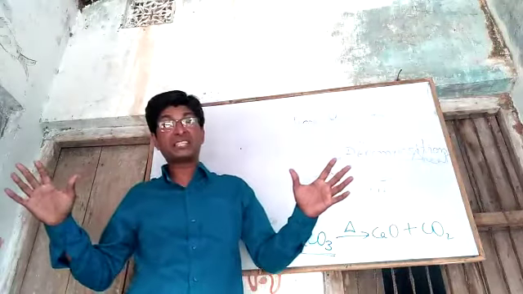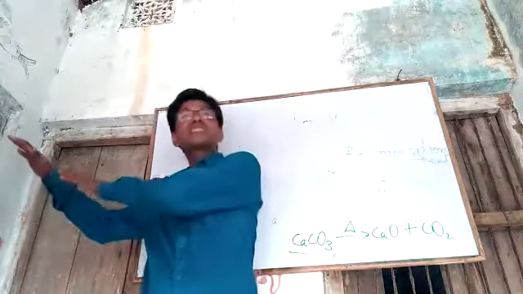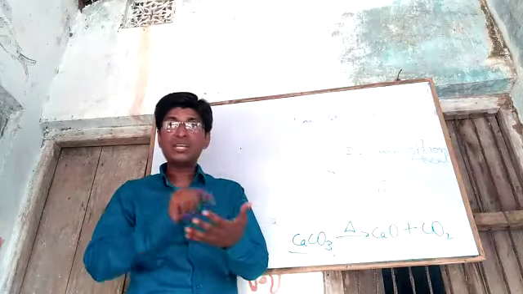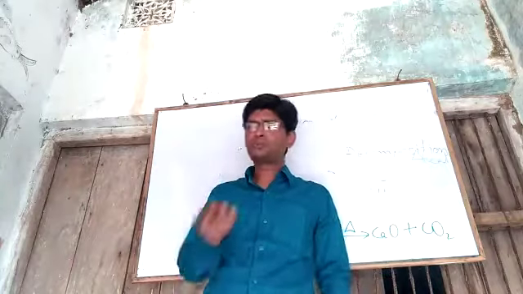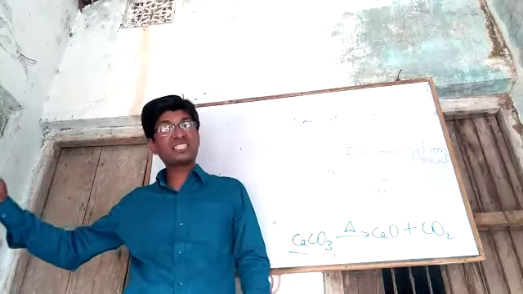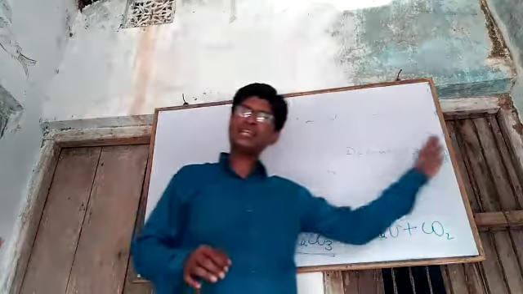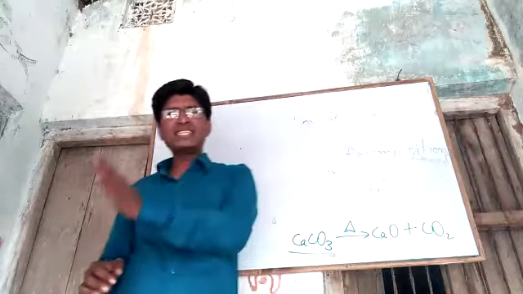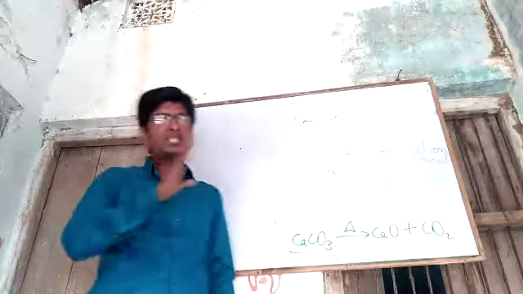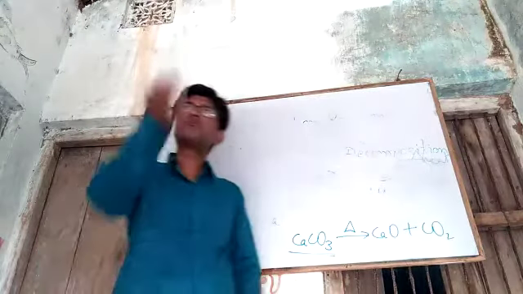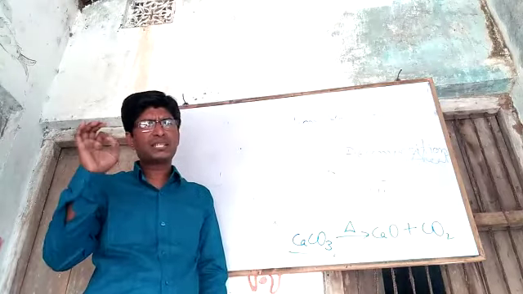Thermal decomposition reaction. Here, therm means heat and decomposition means breaking down of some substances. So, the reaction in which a single substance gets broken down into two or more than two substances in the presence of heat, then it is called thermal decomposition reaction. Another is photolytic decomposition reaction. Dear students, when the decomposition reaction takes place in the presence of light or sunlight, then it is called photolytic decomposition reaction.